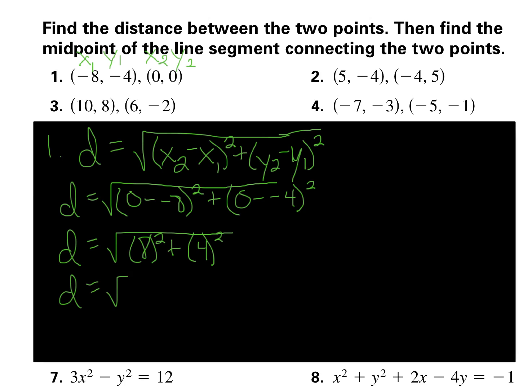So we continue to simplify. 8 squared is 64 plus 16. So the distance is the square root of 80. And since 80 doesn't have a perfect root, pretty much the only thing we can do is a decimal approximation, which would be very close to 9, probably around 8.8, 8.9, somewhere around there.